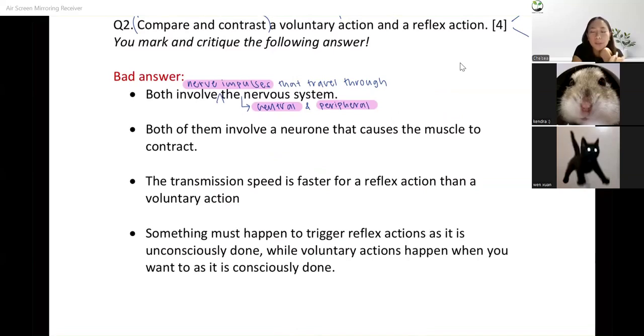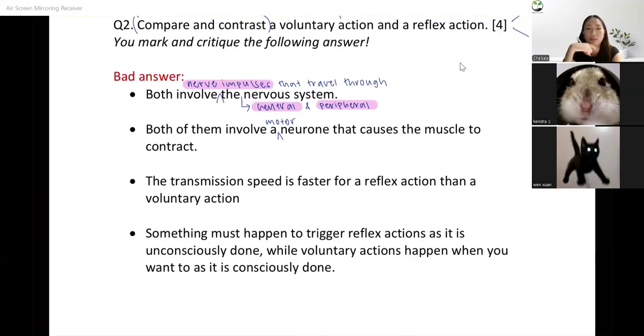What's the problem here? There are multiple issues over here. Very good, Kendra, didn't specify the neuron. So this answer is a bit vague, right? Involve a neuron. Like which neuron? What's the neuron that causes your muscle to contract? What is this neuron? Can you guys let me know? Yes, very good, Wenxuan. Motor neuron. Yes, good, Kendra. So that's our first issue.